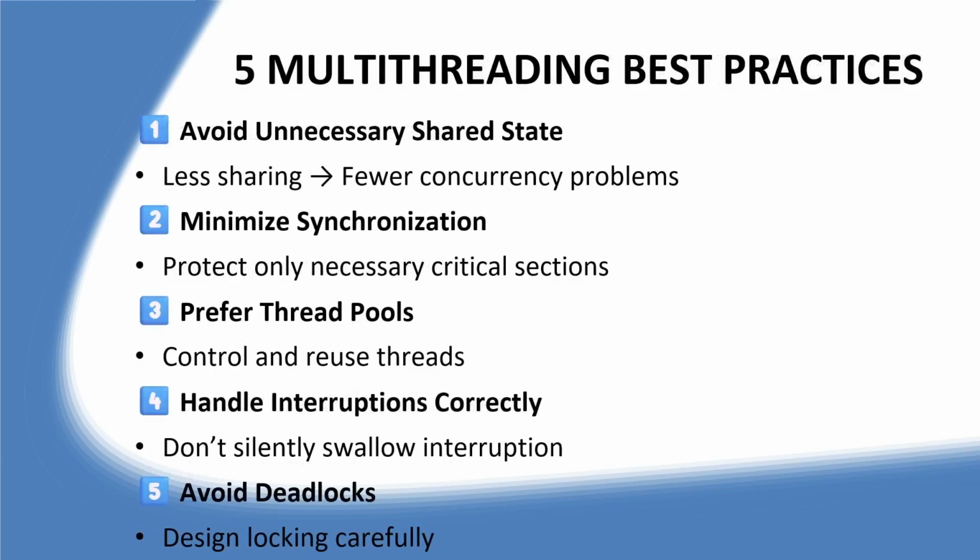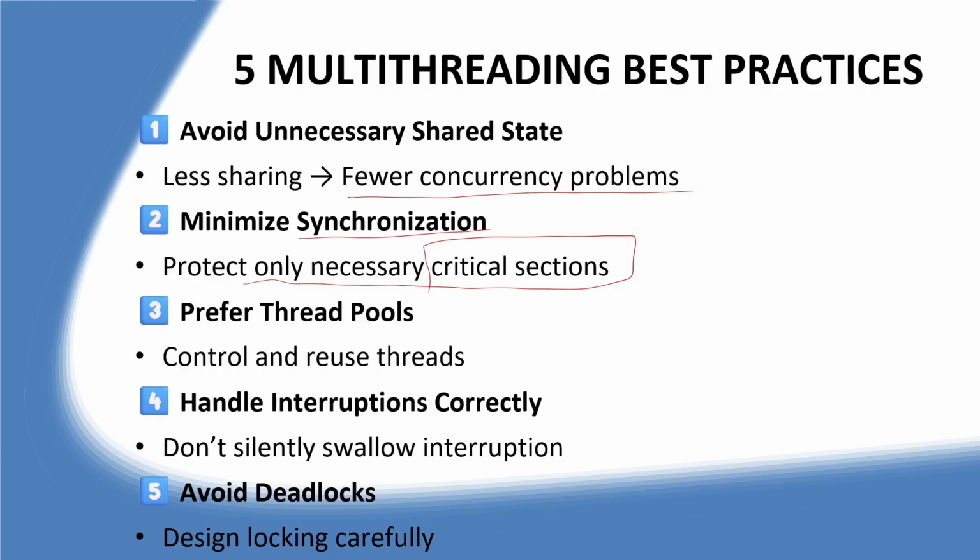So let's bring all five best practices together. First was to avoid unnecessary shared mutable state. The less mutable state shared between threads, the fewer coordination problems you create. Less sharing means fewer concurrency problems. Second was to minimize unnecessary synchronization. Protect only the necessary critical section, so only add that code or data to the critical section which is shared mutable data.